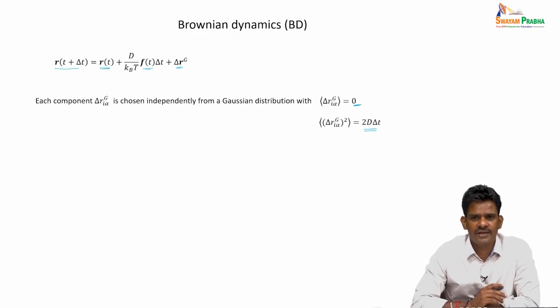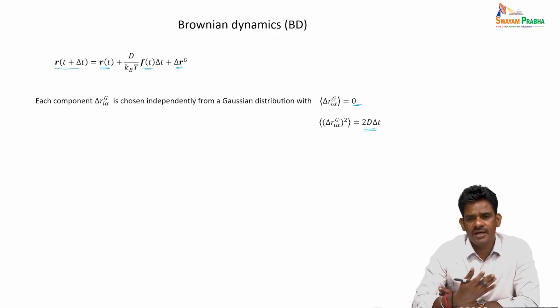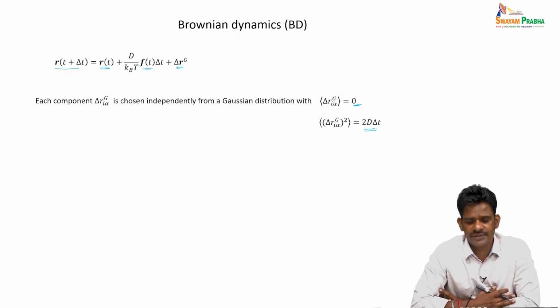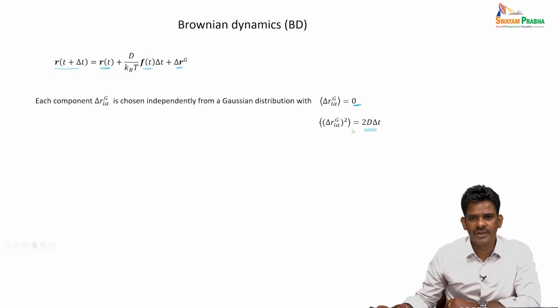So, if you want to look at mean square displacement or any variable that depends only on the configurational degrees of freedom, then one would do Brownian dynamics because you are not interested in any momentum based properties. So, this is another approximation one can do in Langevin dynamics.